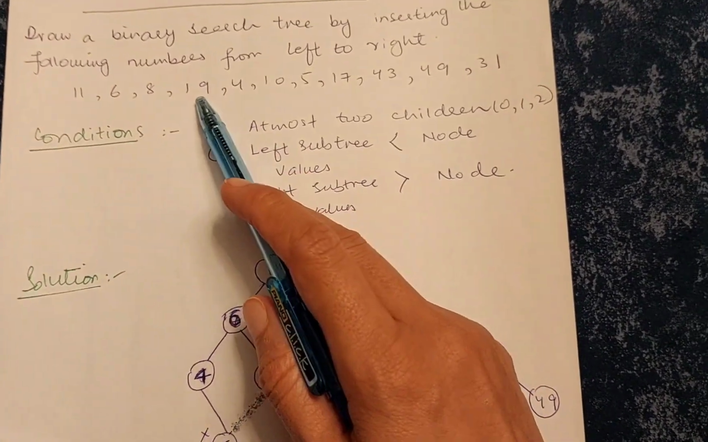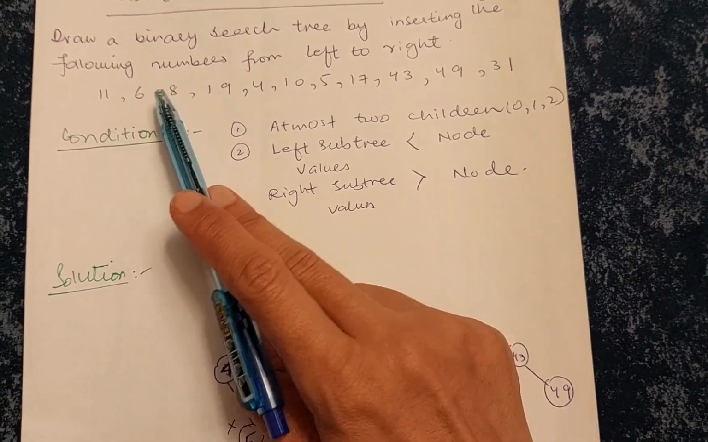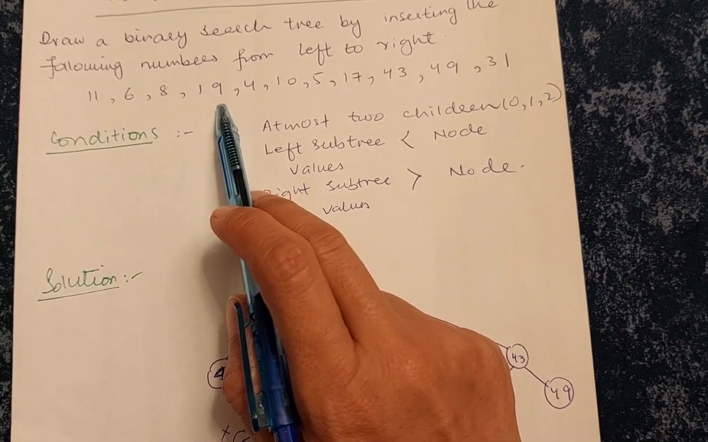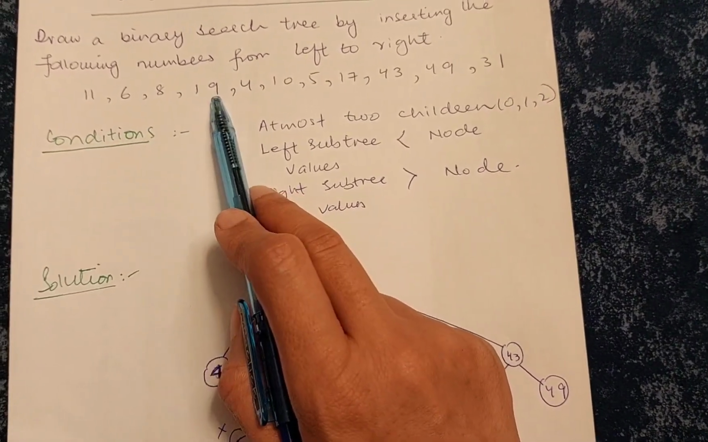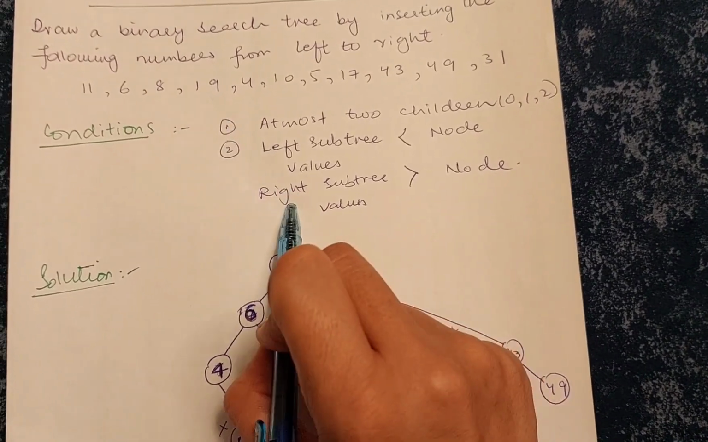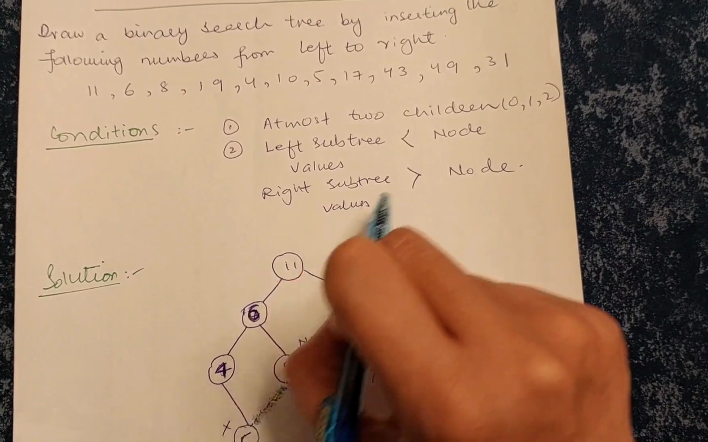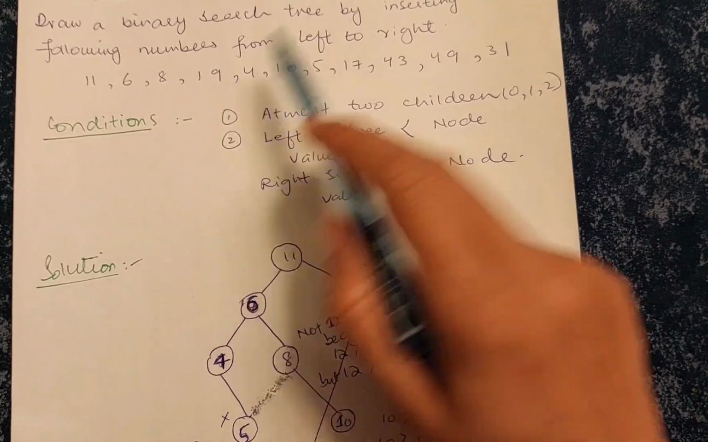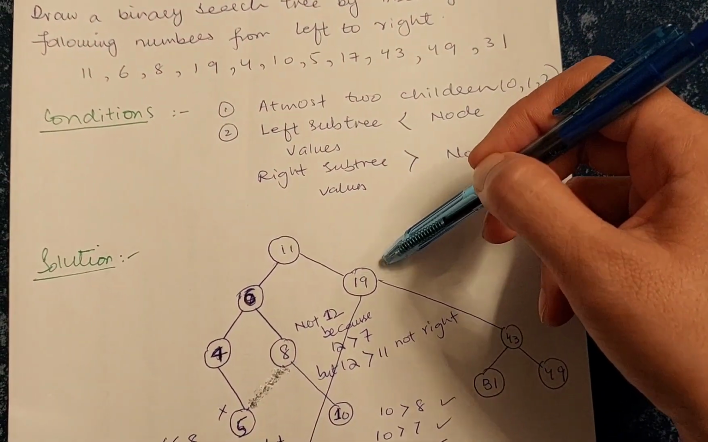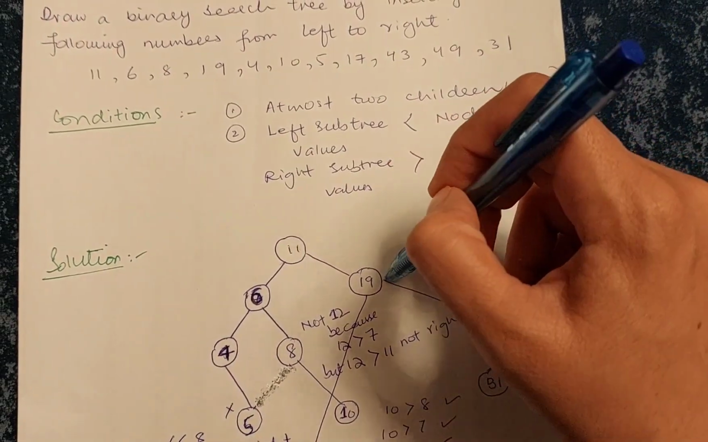Okay, now 19. First of all, compare with the first number. Is 19 larger than 11? Yes, it is larger than 11. So as per the second condition, right subtree values are always larger than your node, so 19 should go on to the right hand side. It will come on to the right hand side of 11.